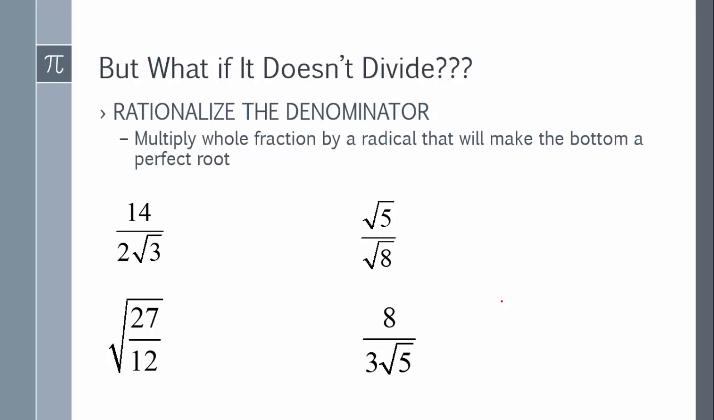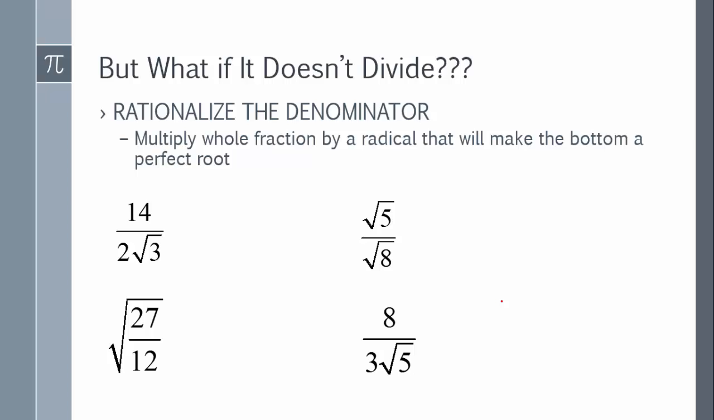All right, well, what if everything's not as pretty as that last slide? What if the outside numbers maybe don't divide, or rather, what if the inside numbers don't divide? Well, then you have to do what's called rationalize the denominator. And we talked about this a little bit when we were dealing with complex numbers in Chapter 5. And I told you we would do this again in the square root chapter.